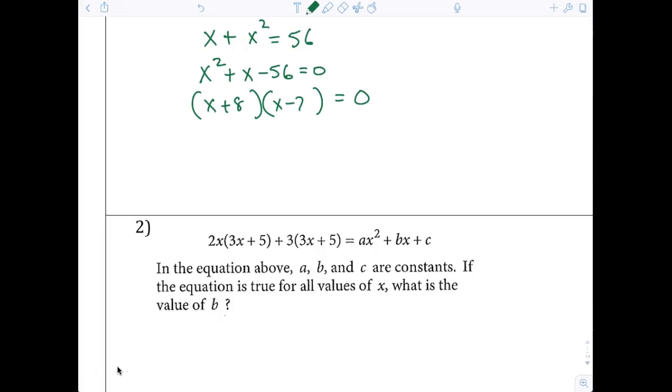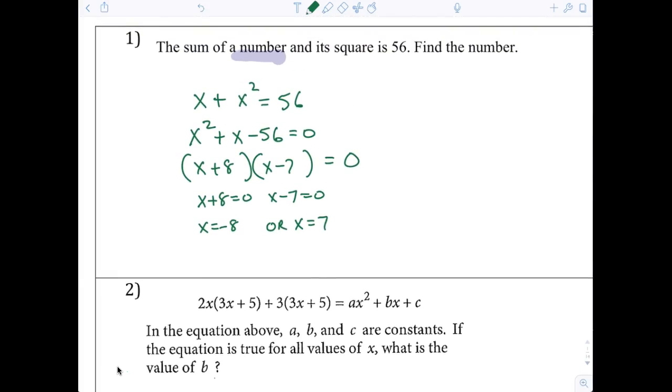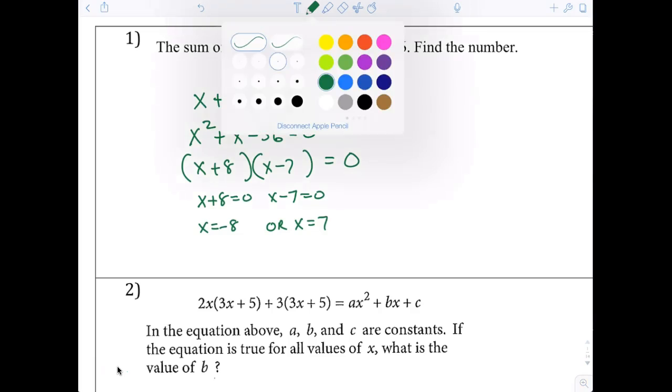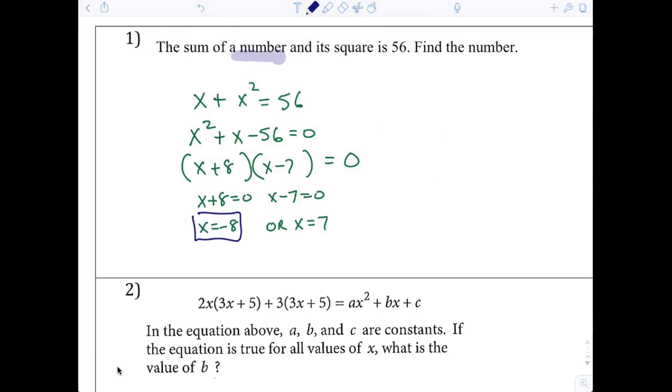Now, of course, after you factor, you set the factors equal to 0. So you would say X plus 8 equals 0, X minus 7 equals 0. So X can be what? Negative 8 or X equals 7. Now, we have to answer the question. The question says, find the number. Well, in this case, there just happens to be 2 answers. There are 2 options. That's exactly right. So X could be negative 8, or X could be what?